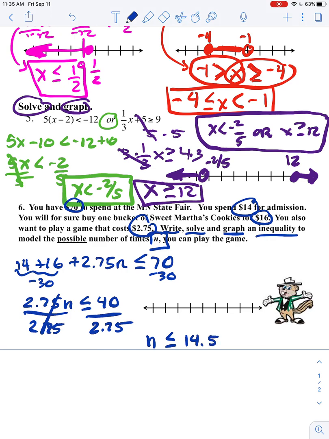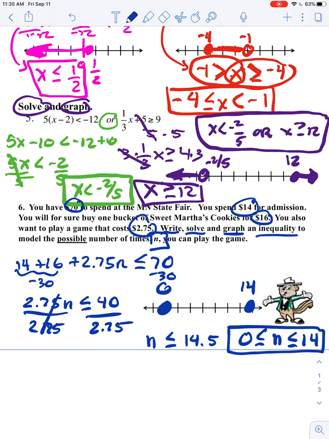That's not going to be a full credit answer on a test or quiz, however, because you can't play half of a game. So the correct solution is going to be written like this, but also have this end. Because in the real world, as they say, you can't play this game a negative number of times. So the proper solution is going to go from 14 included on down. Let's go 12, 10, 8, 6, 4, 3, 2. Let's just put a 0 here and say you can play anywhere between 0 times and 14 times.